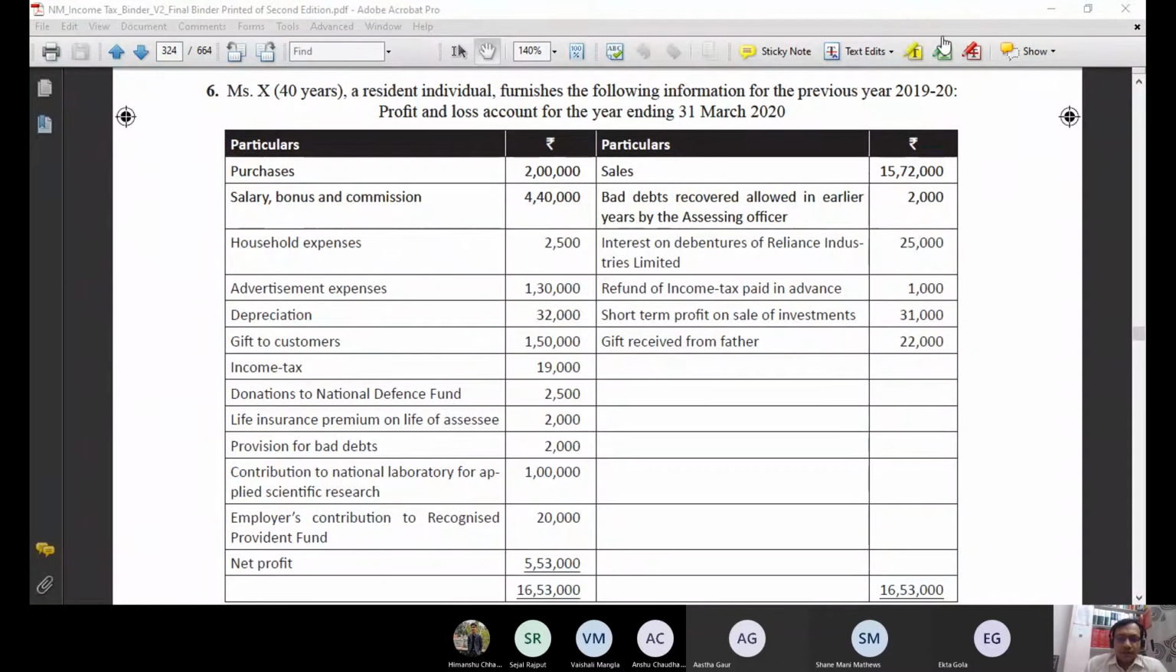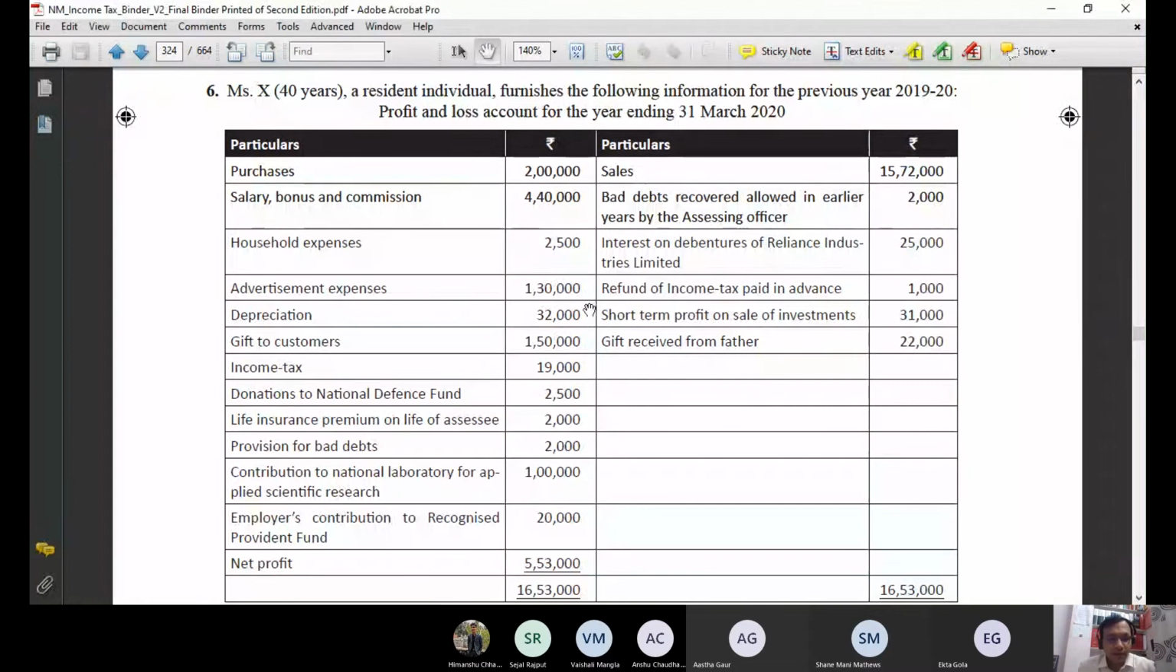Okay, next point. So now can you sense what type of questions can be asked in the examination? They will give you a P&L account. You have to learn all the sections of PGBP, which will help you to rectify this P&L account.